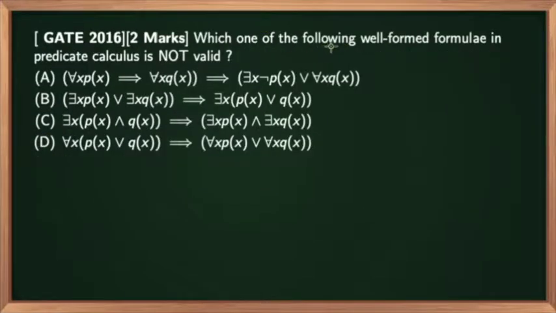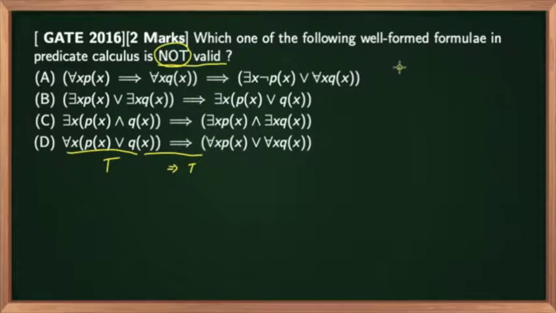Which one of the following well-formed formulas in predicate calculus is not valid? So we have to find out the not valid predicate, right? So we can easily see that the choice D is not valid. Here it says for all x, p of x or q of x. If this is true, then for all x p of x or for all x q of x is true. That's what the statement says. We can easily prove that this is wrong.